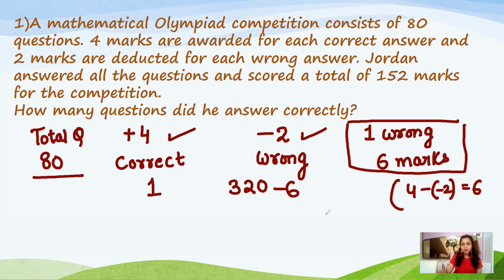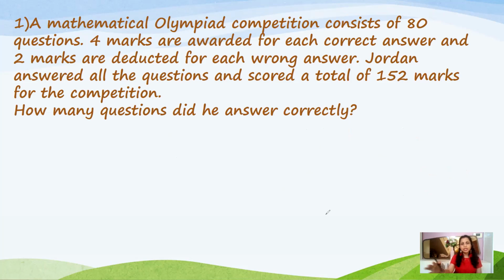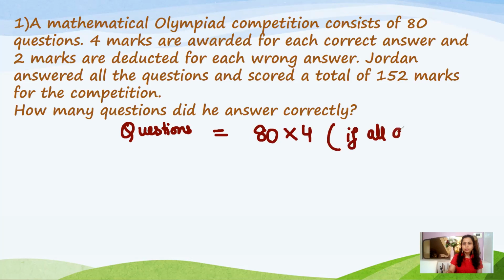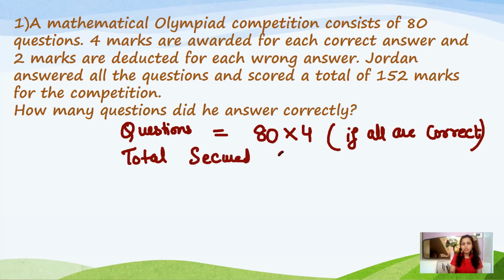So instead of applying simultaneous equations, instead of using algebra, we could have thought like this: let all the questions be done correctly. So total marks, how much will it be? 80 into 4 if all are correct. So the total marks secured is 320.